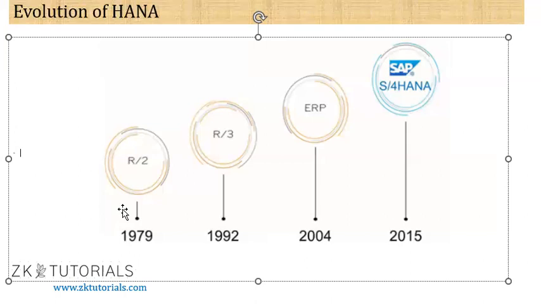Then in 1992, SAP came up with a revolutionary approach of designing systems with R3, an architecture which we are still using even today. It's a three-tier architecture approach in which processing is split across three layers: presentation layer, application layer, and database layer.